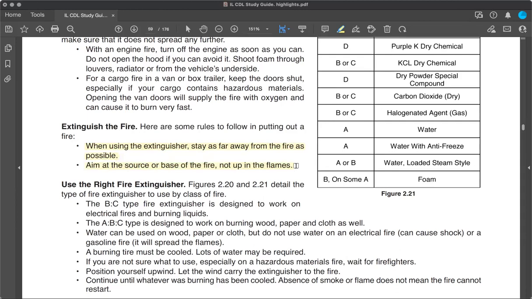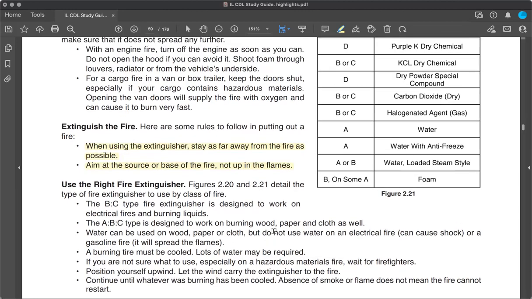So the next section goes into the different types of fire extinguishers that you may have. And so you may see a question or two on the test that asks you to essentially make this connection between the class of fire extinguisher and what types of fires it puts out. And so make note of all of the bullet points there under use the right fire extinguisher.